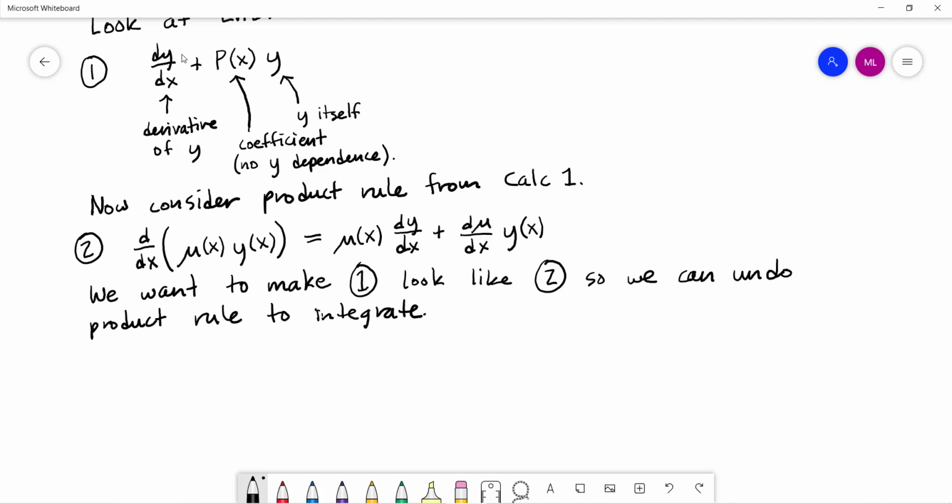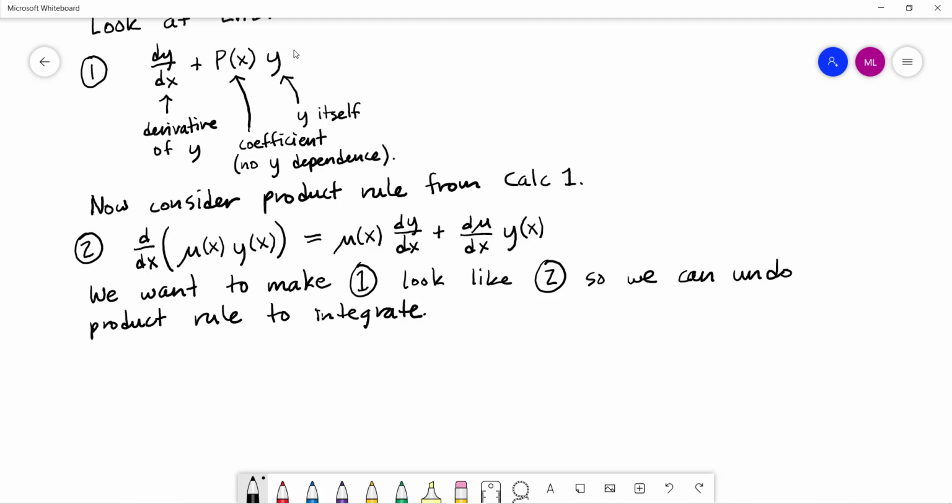Can I get this to look like this? Well, what do I have to do to make this look like this? The first term here is dy dx with a coefficient of 1. The first term here is dy dx with a coefficient of mu. How do I make this coefficient mu? Well, I must need to multiply this whole thing by mu. I can't just modify this one term. Whatever I do, I need to do to the whole side so that we can preserve our rules of algebra.